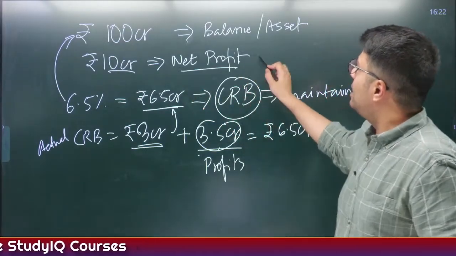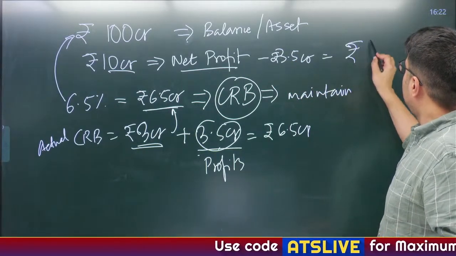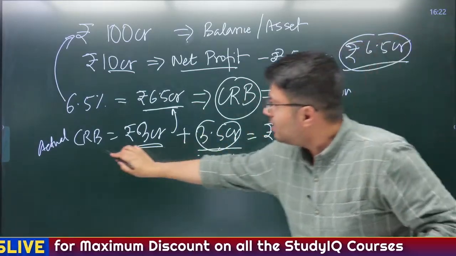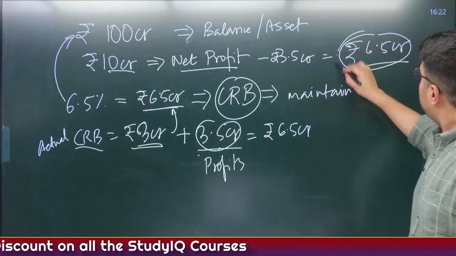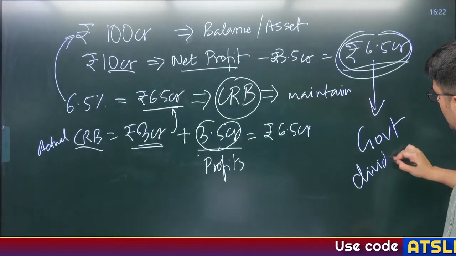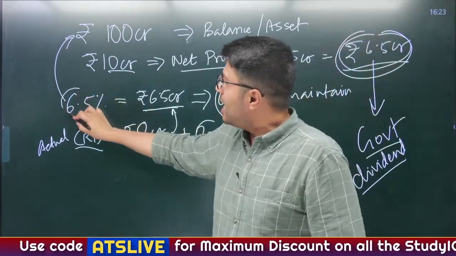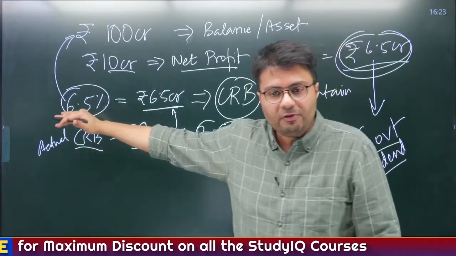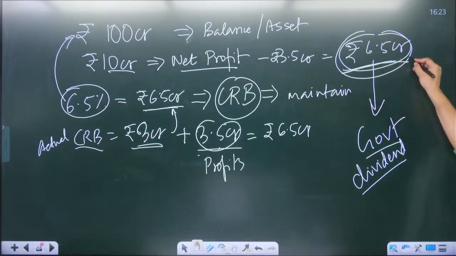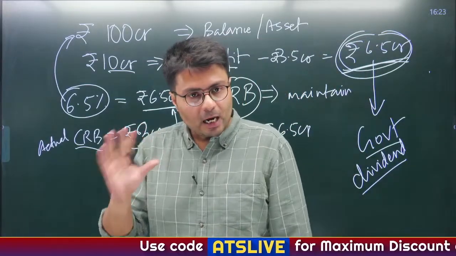So how much net profit does RBI have now? If you subtract 3.5 crore rupees from here, RBI is left with 6.5 crore rupees as profit after it has made its allocation for CRB. So this 6.5 crore rupees will be transferred to the government as a dividend. Understood? So Bimal Jalan says that you have to maintain CRB between 5.5 to 6.5%. We have taken an example of 6.5%. So this is how RBI decides and arrives at a formula for how much money it should transfer to the government as a dividend. Understood?